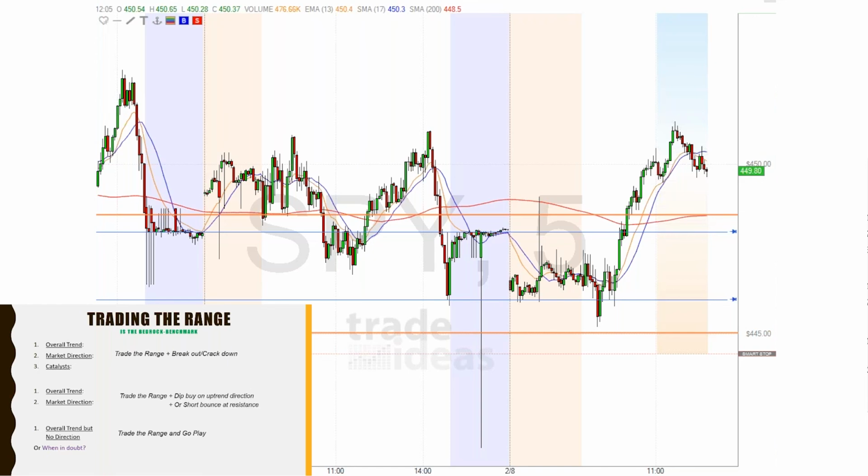Make sure you're comfortable with the ranges that we have. So I use it as my North Star. When in doubt, if the market doesn't give me a clear direction, or I cannot identify direction, or the market is just zipping up and down, I just stick to my range and make my money and go play, right?